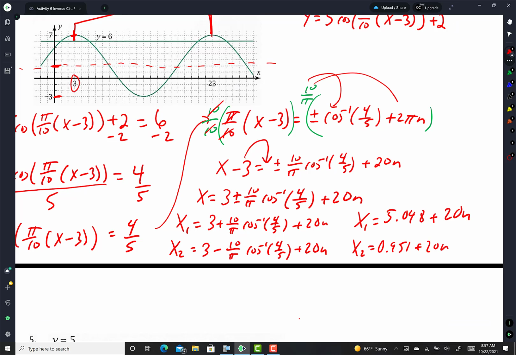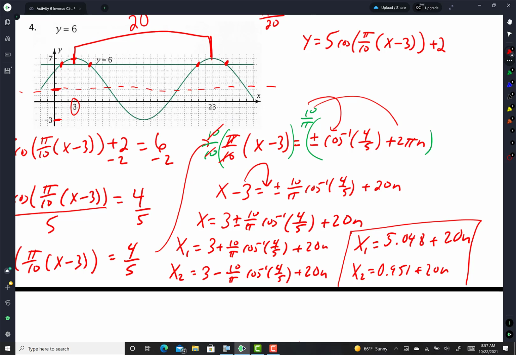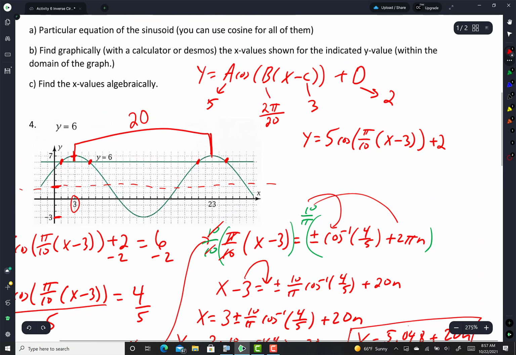What do you guys think? And then just get all the answers. So 0.951 is one, and the other is 5.048. And just add 20 and you'll get the other two answers. Cool? Yay. Do you guys think you can do the others? Yeah, I want to see the general expressions, and then from there, as long as those match your answers that you had for B, you're good.